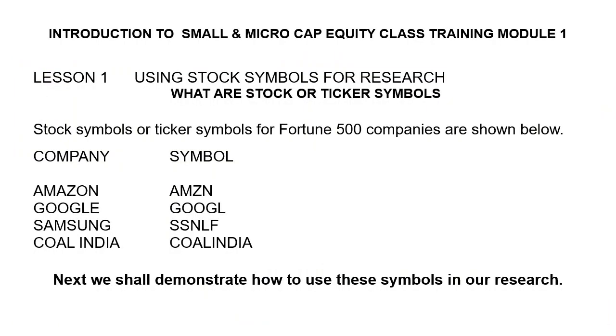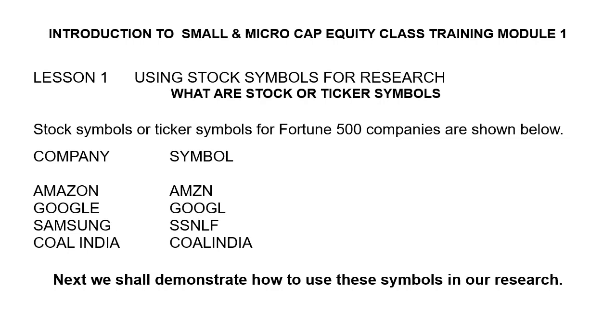Using stock symbols for research. Stock symbols or ticker symbols for Fortune 500 companies are shown below. You will see the company name and the company symbol in letters. The company name is Amazon. The stock or ticker symbol are the letters AMZN. The company name is Google. The stock or ticker symbol are the letters GOOGL.